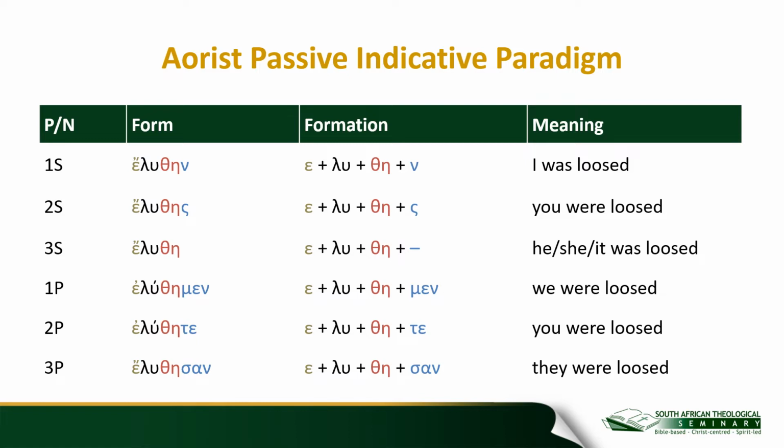The three plural sometimes uses just ν as its personal ending, but much more commonly σαν. This is somewhat irregular, and you need to make a note that θησαν is fairly diagnostic of the aorist passive indicative 3 plural form.